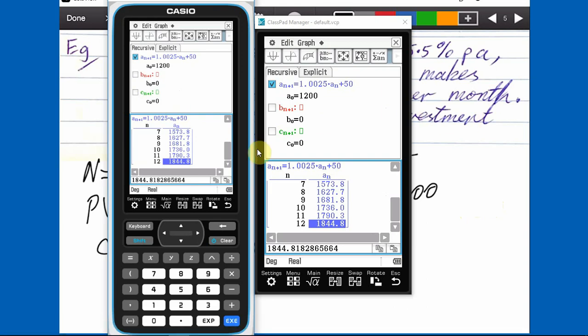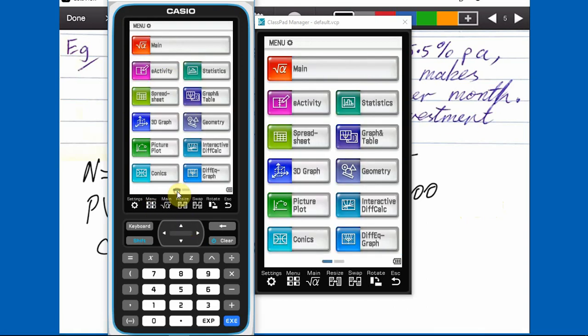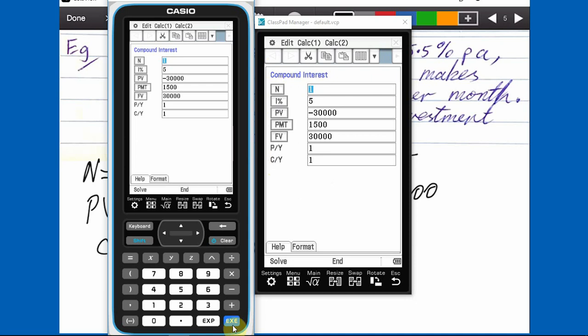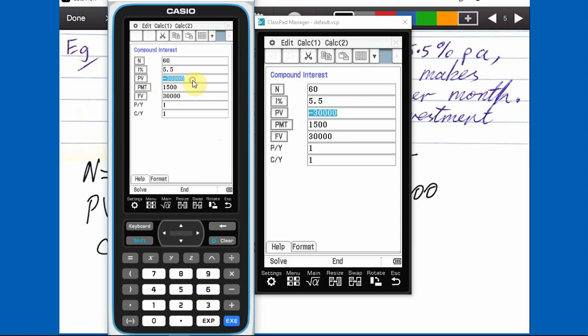So into our calculator, let's go to our menu. If yours comes up here and it's not here, go to your second page. Financial. Already got some stuff in there. We're going to replace all of that. So we have 60. Now you don't actually have to put in 60. You can enter 5 lots of 12, 5 years, 12 months, and then it works it out for you. Either way, 5.5% there.